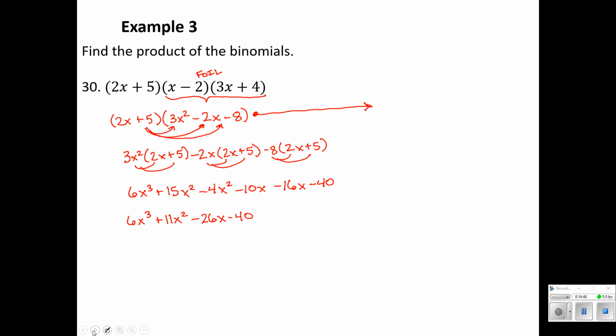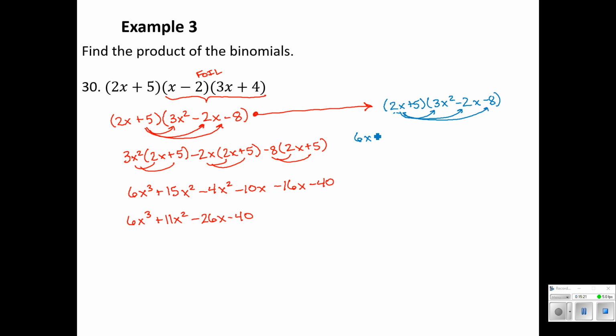Now let's see what would happen. I just want to show you this other method. You may find it easier, you may not. But if we were doing this 2x plus 5 times 3x squared minus 2x minus 8. What I've seen teachers do in the past, and I've even taught it this way before too, is they say, okay, in your binomial at the start you've got 2x. You need to multiply that into everything at the end.